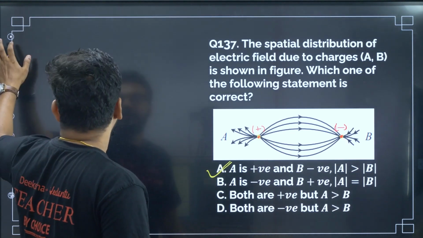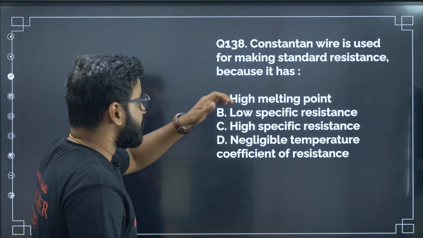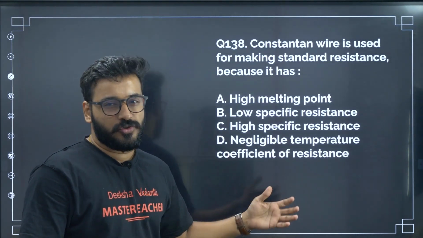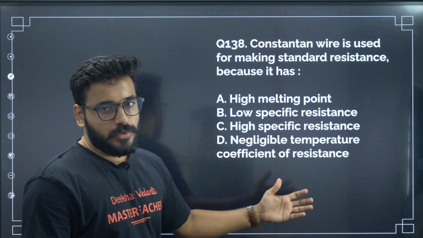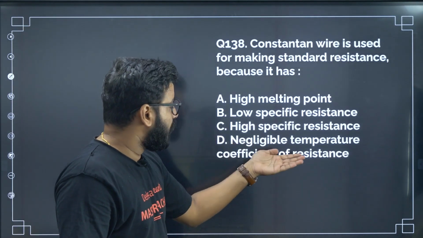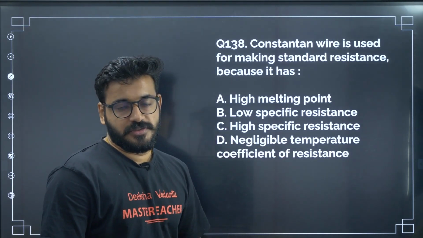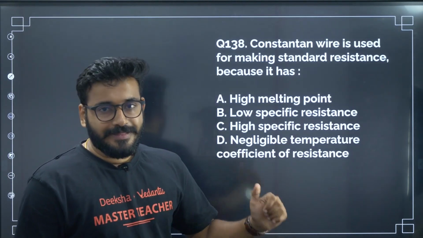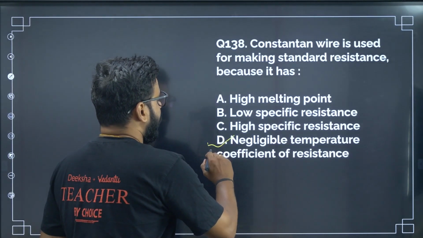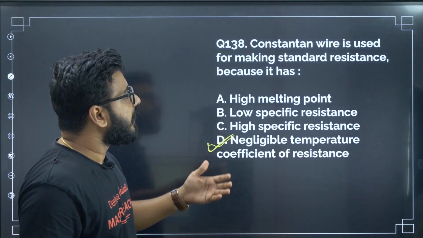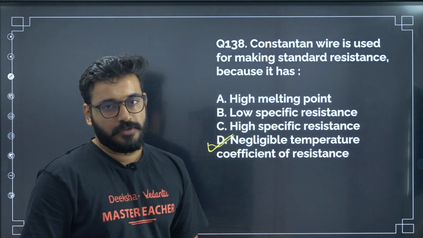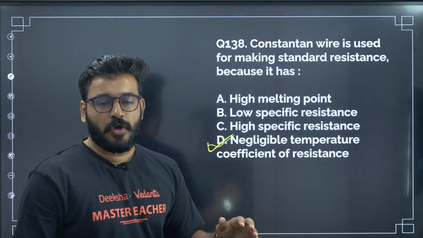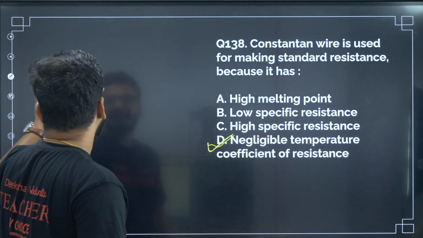All right, once again, a very simple question. Constantan wire is used for making standard resistance because it has, this is also a very standard question, we all know the answer. It is because of a negligible temperature coefficient of resistance; due to the variation of temperature, the resistance will not change much. That's why we use Constantan wires for making standard resistance. So according to temperature or situations, the resistance shouldn't vary, it should remain constant. That's why D is the correct answer.